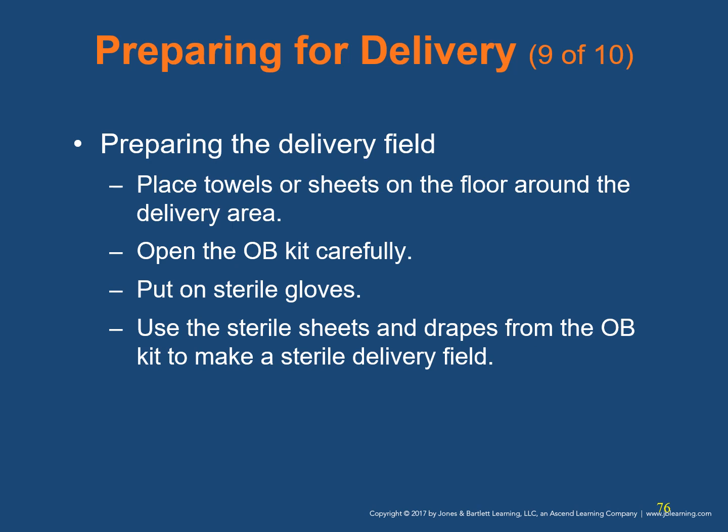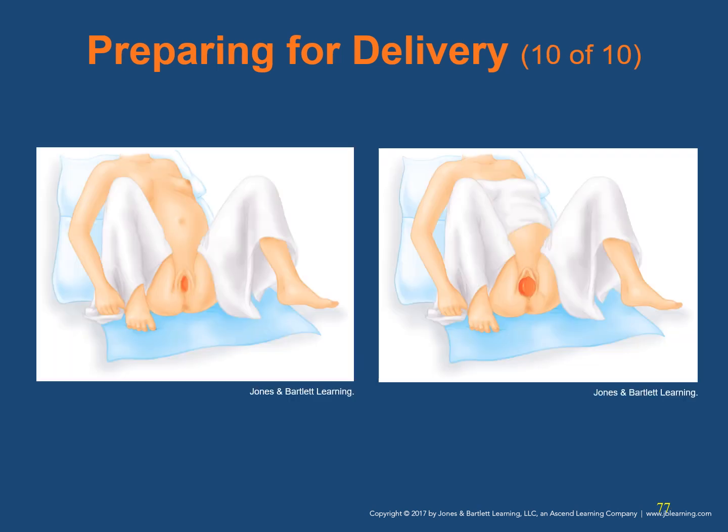Use the sterile sheets and drapes from the OB kit to make a sterile delivery field. Place one drape under the patient's buttocks and unfold it towards her feet. Wrap another drape behind the patient's back and drape it over each thigh. Drape another sheet across her abdomen. The figures on this slide show how to prepare the delivery field.